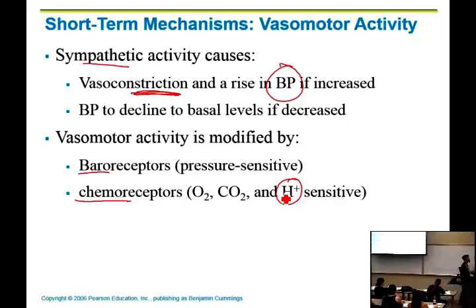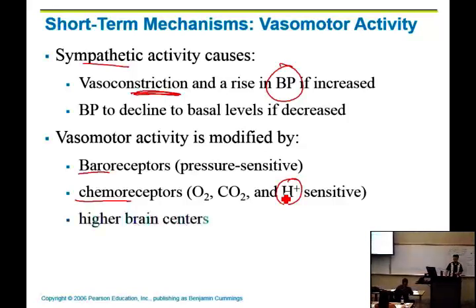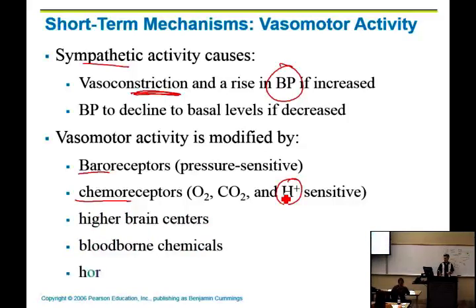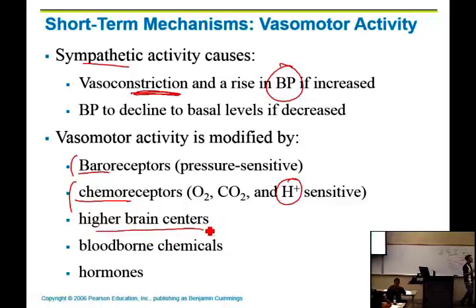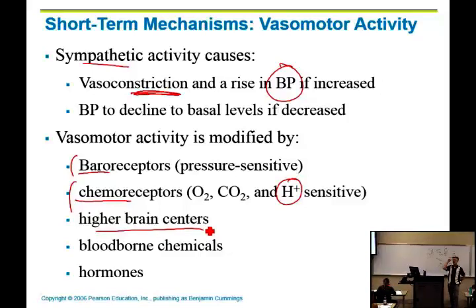So we have chemoreceptors that are monitoring things like that. Now, we also will have information coming in from these receptors, and then, of course, there's going to be a variety of other things that can affect our vasomotor activity too. Higher brain centers. Physically we're talking about higher, kind of, but we're talking about higher thought, so cerebrum, etc.